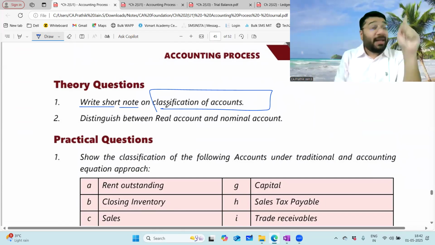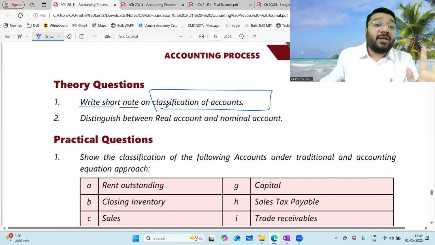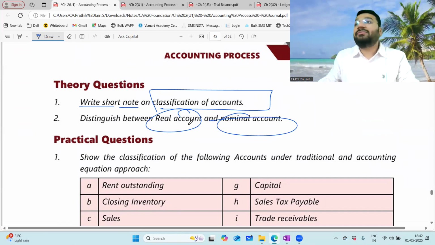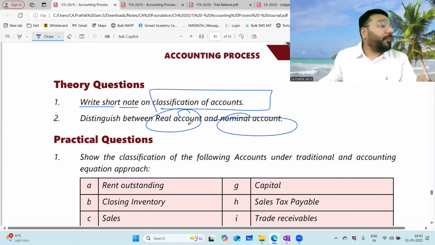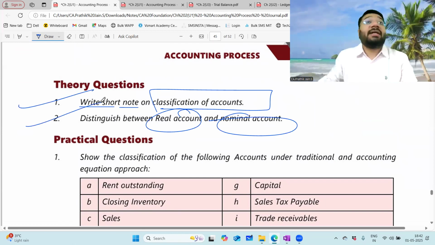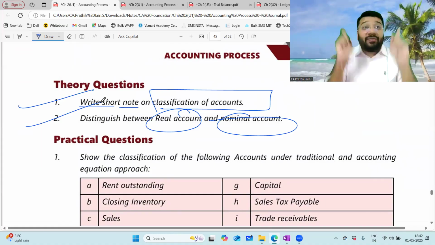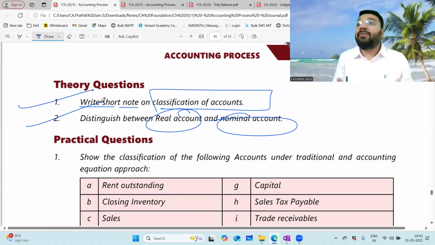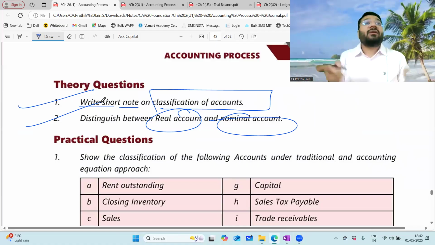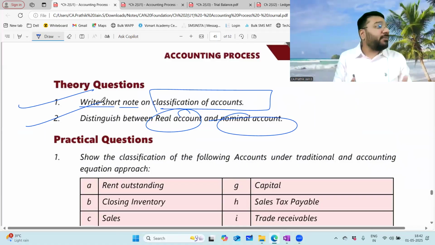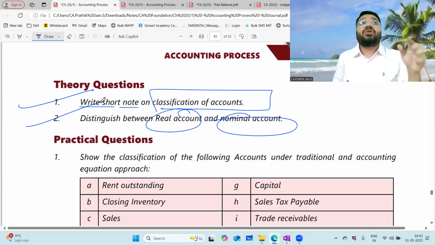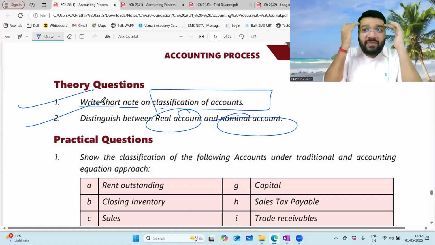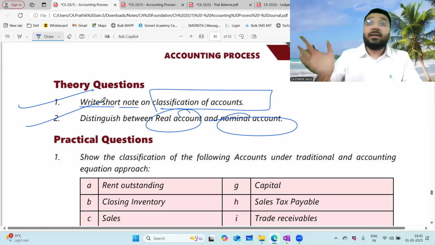No, don't leave any theory part. Every theory should be learned. Distinguish between real account and nominal account. Like that, any type of theory question can come. Not just this. Within the chapter, wherever you feel a question is possible, difference between question, characteristics question, advantages, disadvantages, limitations, paragraph based questions, whatever it is, everything should be fed into your mind. Anyhow, the questions can be framed. There's no format.